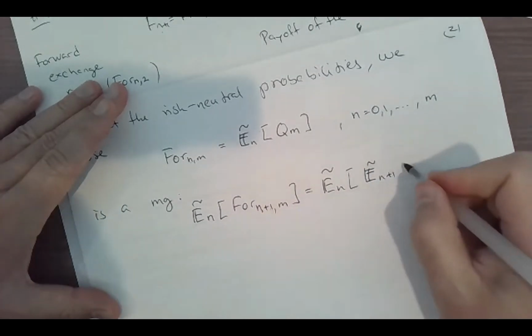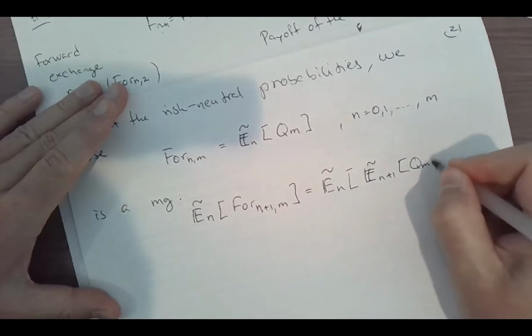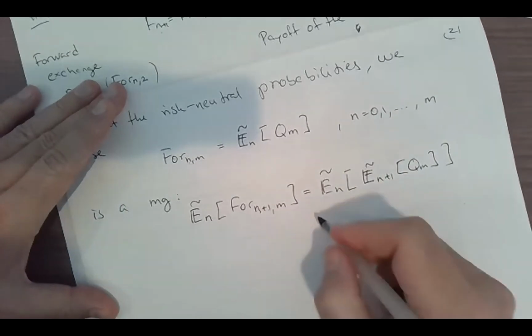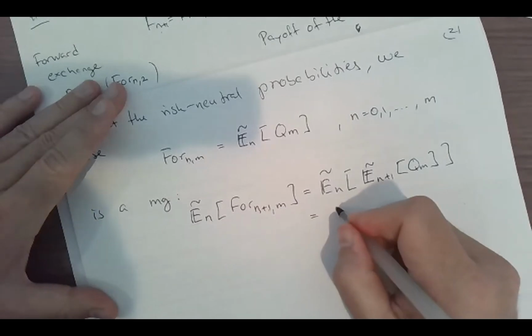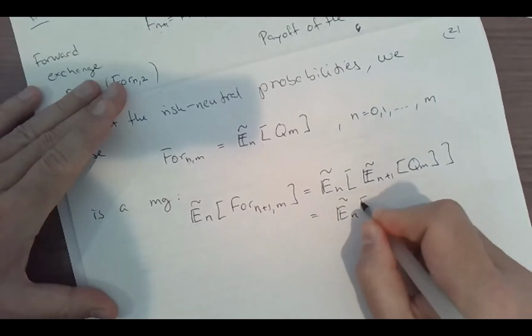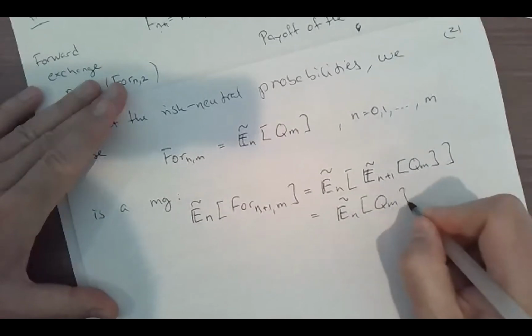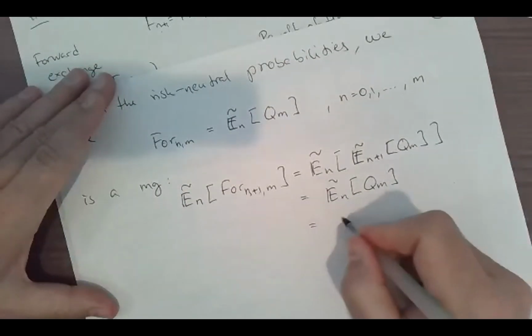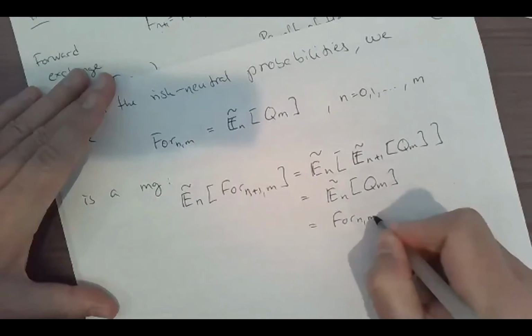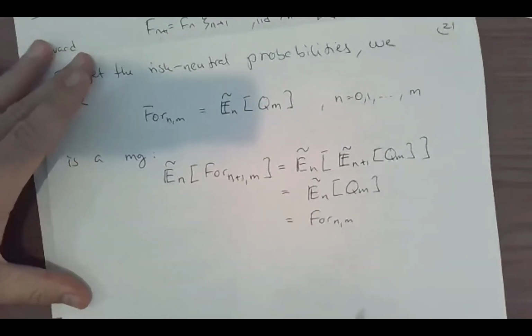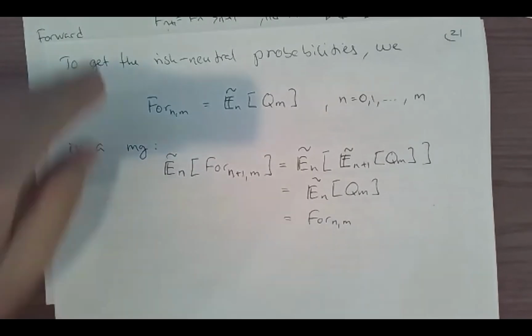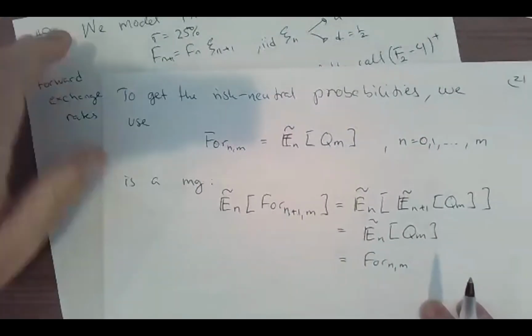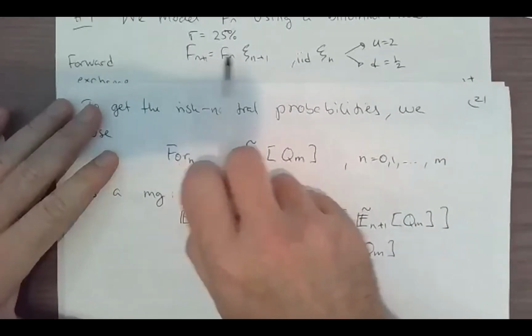At time n plus 1 of QM. And then you use iterated expectations and get that this is nothing else than the conditional expectation of QM given Fn, and this is my forward rate at time n. Right, so we use that to have a martingale. So we usually have a martingale, and we have this structure here.